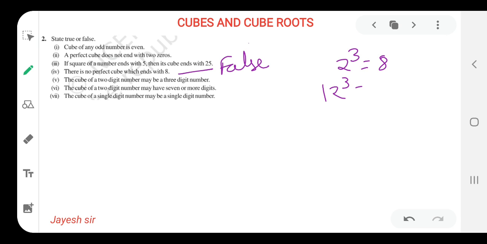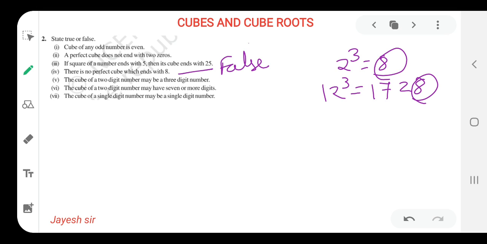12 cube. Cube of 12 is 1728. It ends with 8. Yes. Cube of a 2-digit number. There is a perfect cube that ends with 8. That means this statement is false.